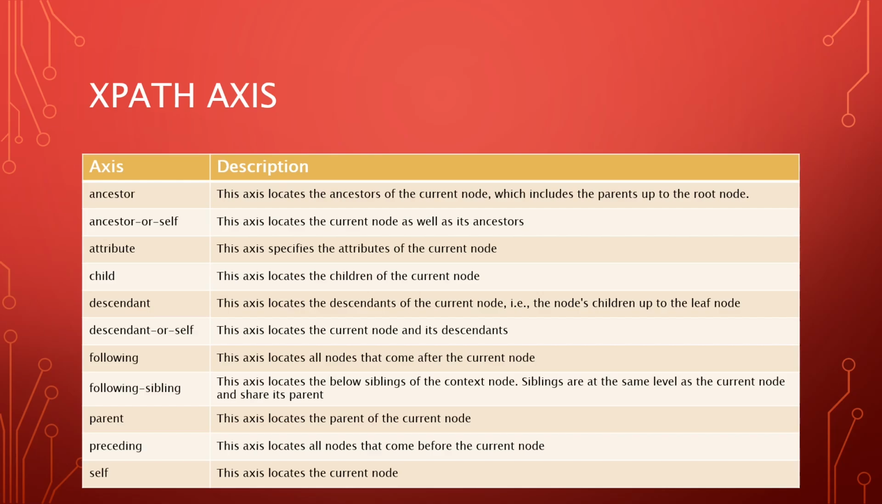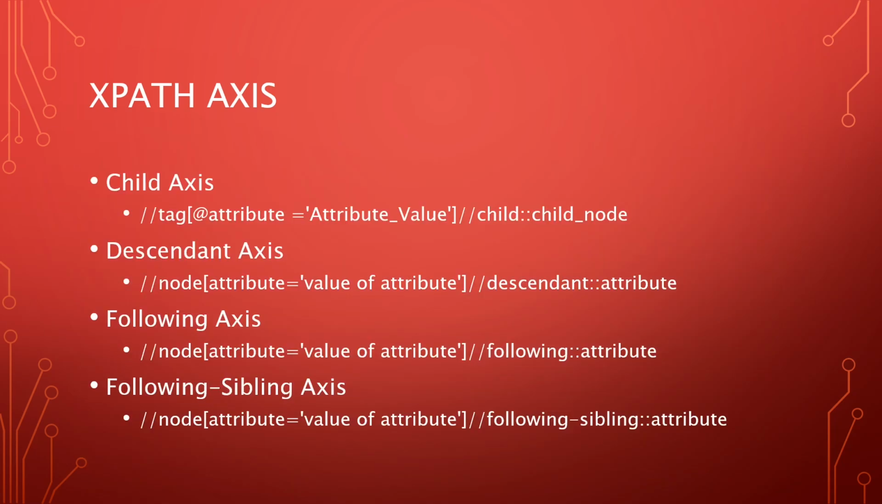The descendant axis is used to access all the children and subchildren of the current node. The fundamental difference between descendant and child is that the descendant axis identifies not only the children but also the subchildren of the same node. The following axis locates the element after the current node.